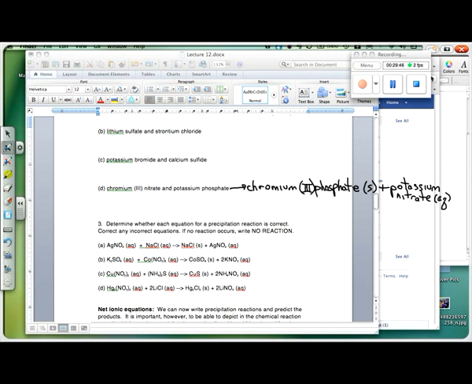So translating, chromium with a +3. Nitrate has a -1, so I'm going to need 3 of those -1 nitrates to cancel out the chromium, and that's aqueous. Most nitrates are soluble. Potassium phosphate, potassium's +1. Phosphate is -3, so I need 3 of those +1s.